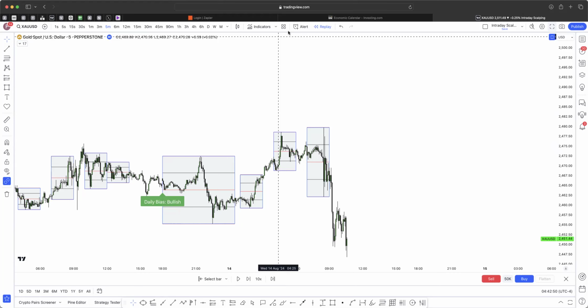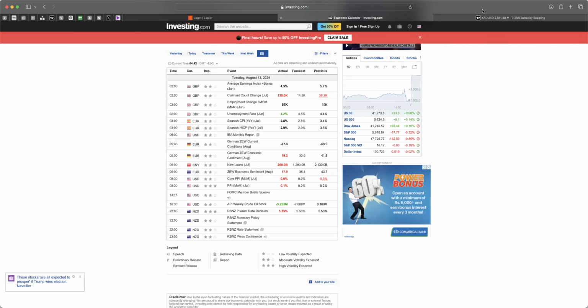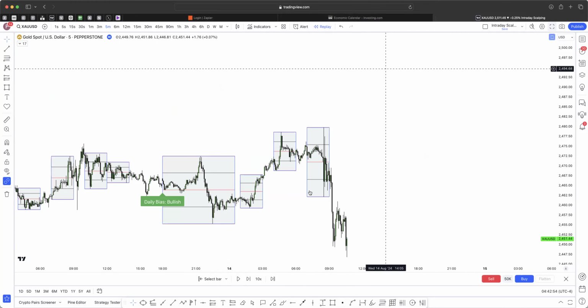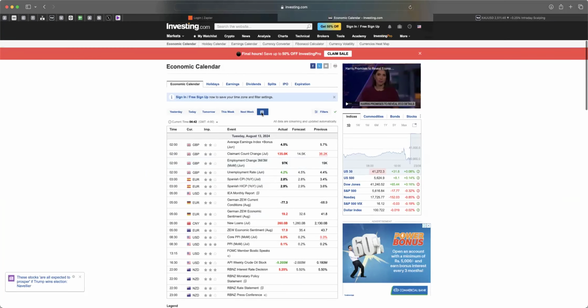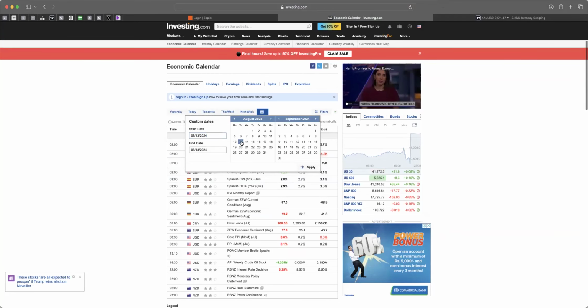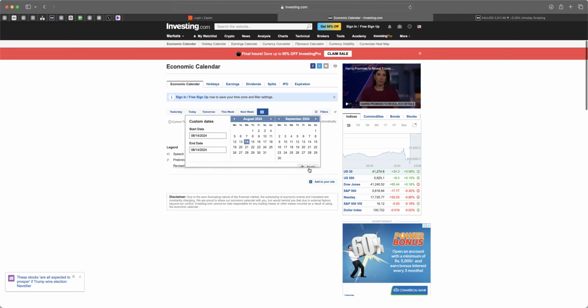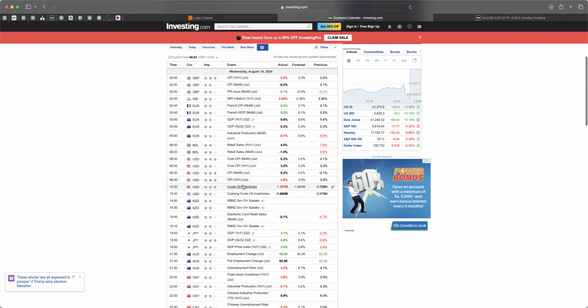Maybe the bias changed. Let's take a look at the 14th of August. On the 14th of August, CPI was unexpected. CPI neutral is also strong for the dollar, so it's double-sided. We have strong CPI, weak CPI. Okay, and crude oil is also weak.